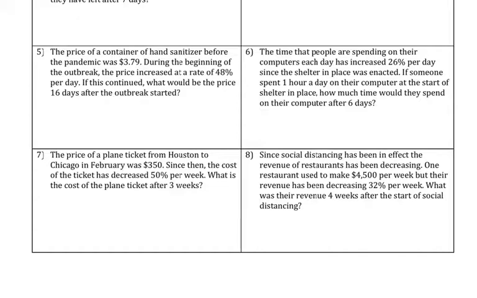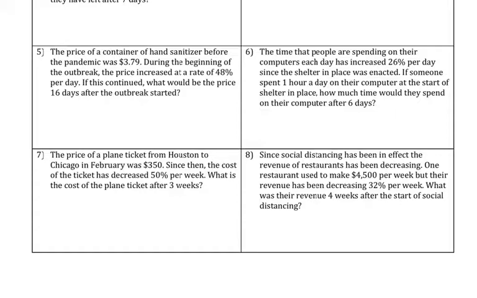Number 5 says, the price of a container of hand sanitizer before the pandemic was $3.79. During the beginning of the outbreak, the price increased at a rate of 48% per day. If this continued, what would the price be after 16 days? 16 days after the outbreak started. I can read, I promise, I'm sorry.